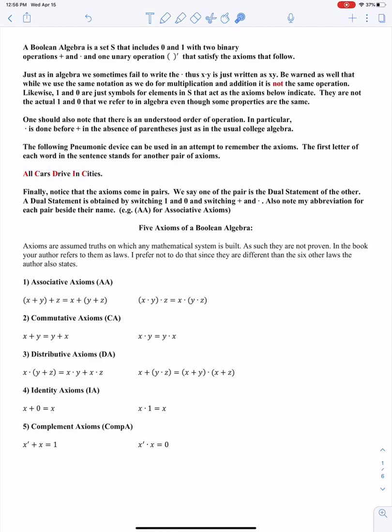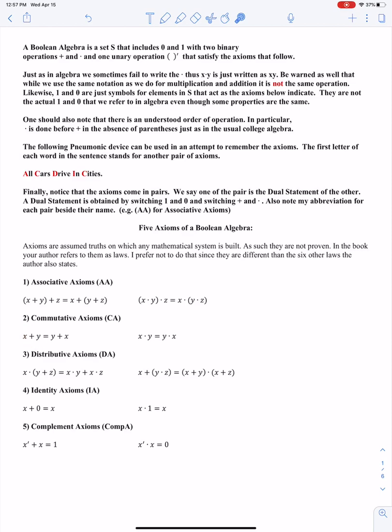Now let's look at the axioms. The associative axioms, if you saw the associative property in algebra, it's exactly that. What does that say? That it doesn't matter how you group things if it's always the same operation. So (x plus y) plus z is the same as x plus (y plus z), and the same thing is true for dot.